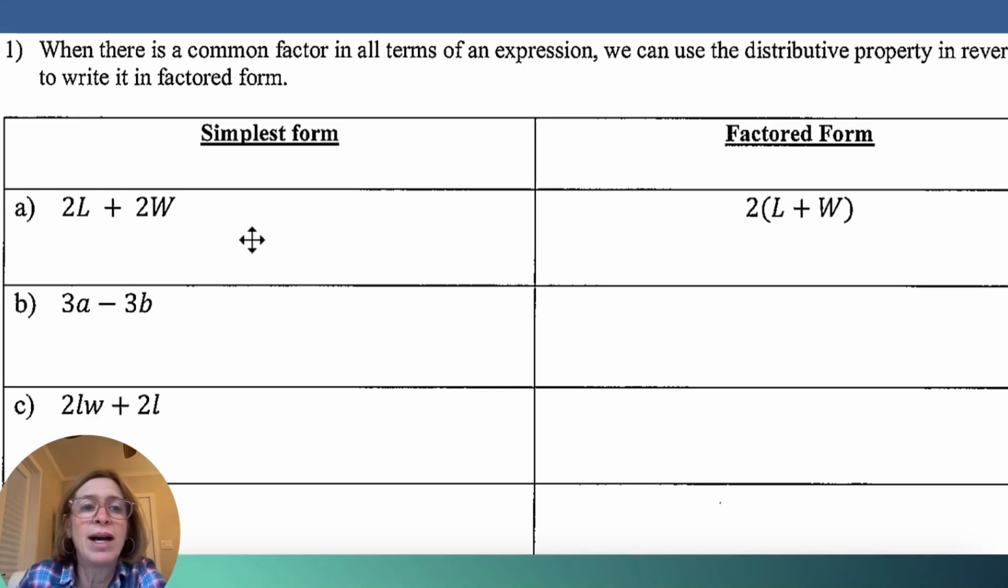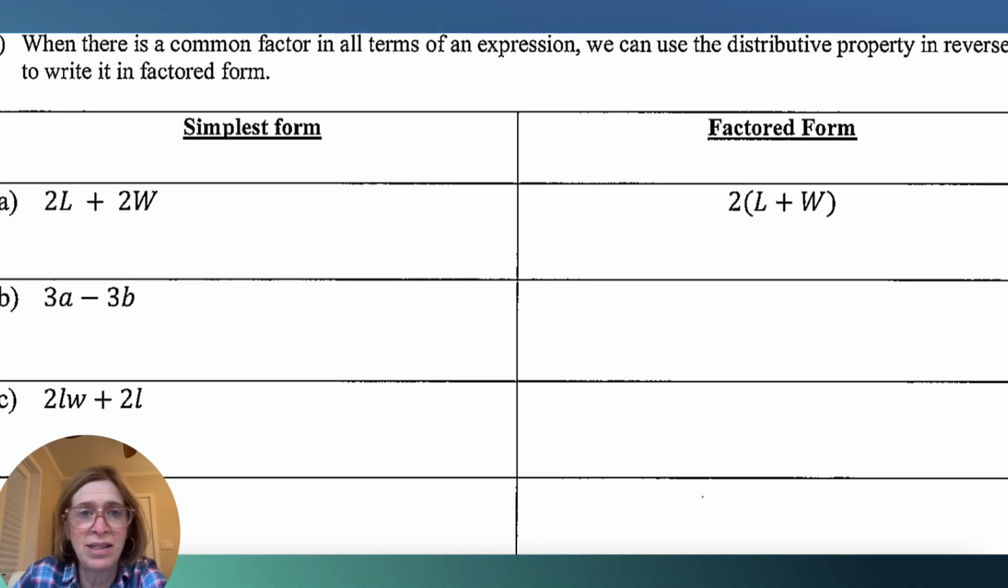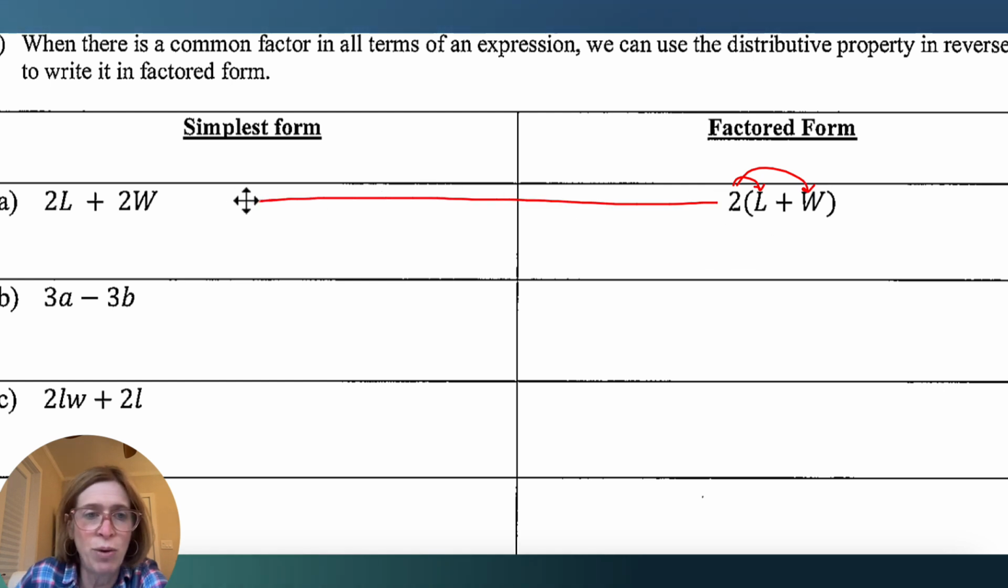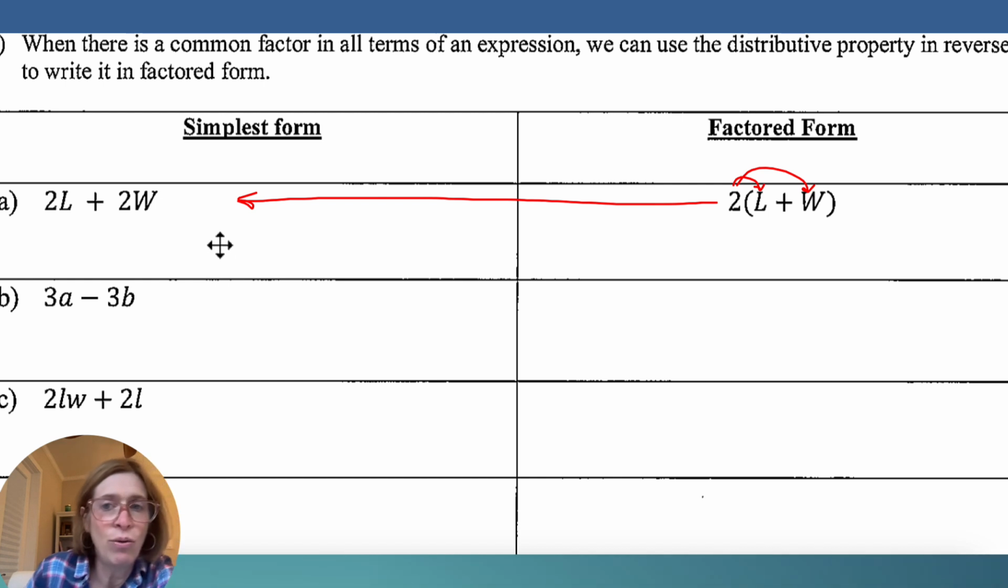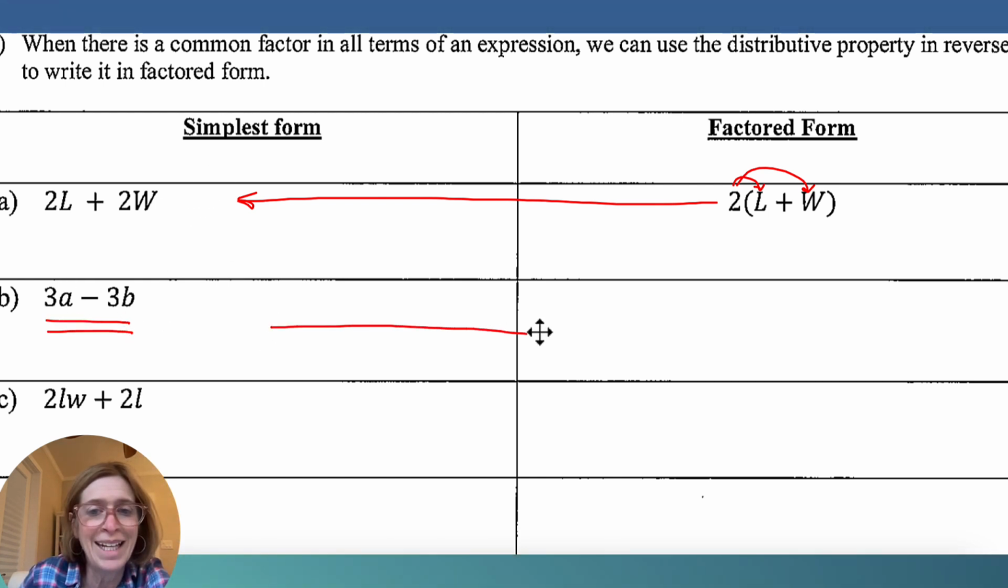If I gave you something like this, 2(L plus W) with parentheses, I know that what you would do is distribute the 2, and you'd be left with 2L plus 2W. However, now we actually have to go from the simplest form and get it into what we're going to call factored form, or GCF factored form. We're taking out the GCF.